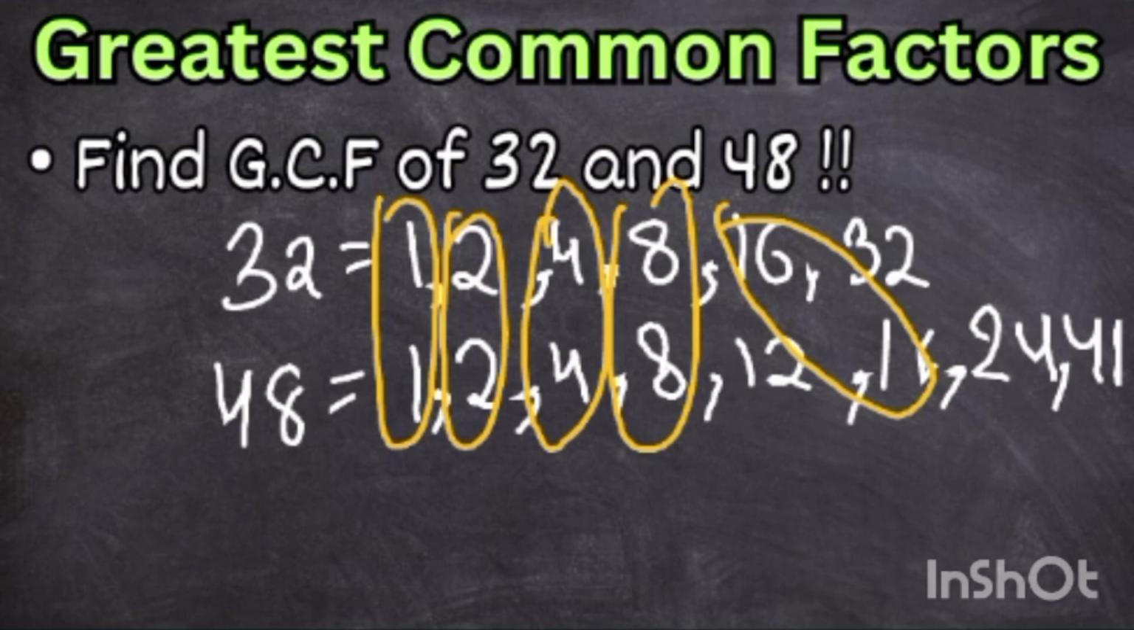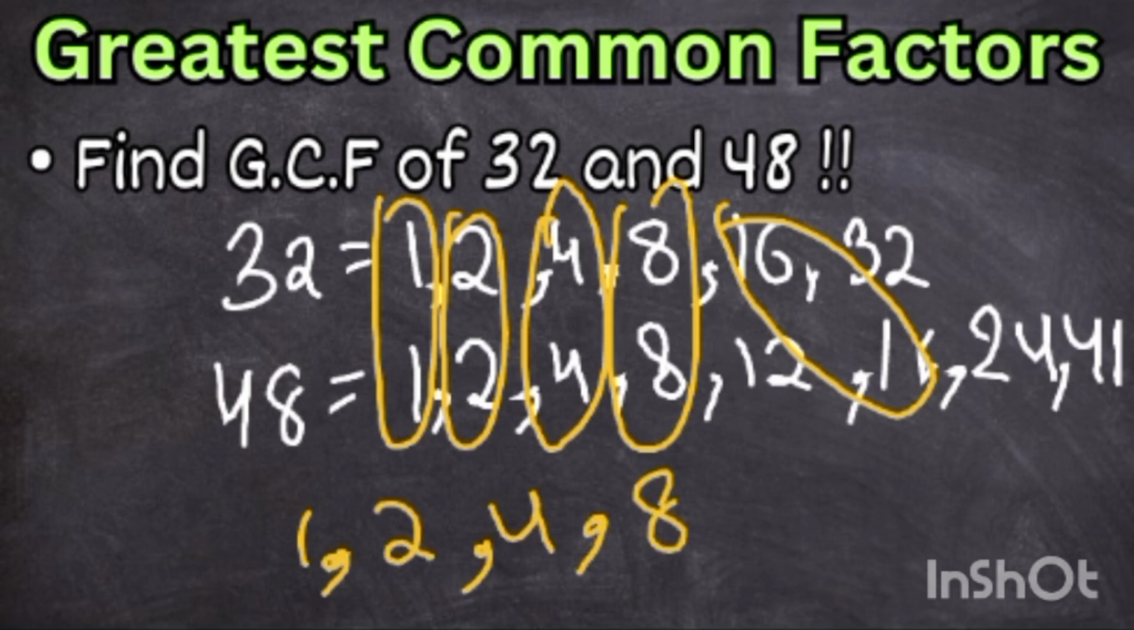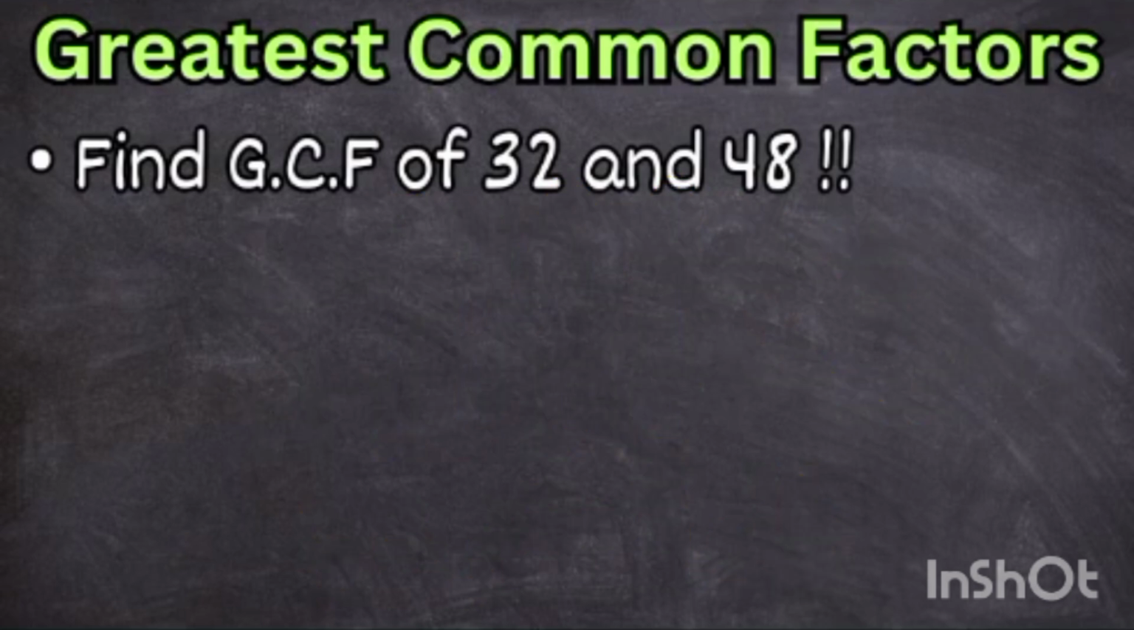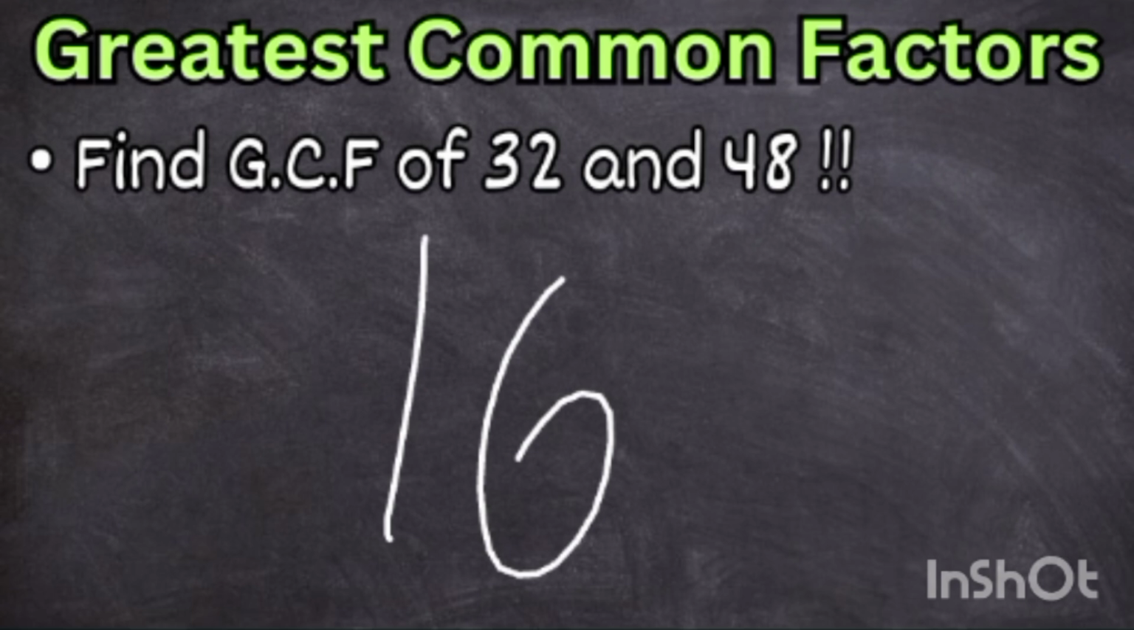We have listed 1, 2, 4, 8 and 16 as our common factors, but the greatest one is 16. So the greatest common factor of 32 and 48 is 16. Imagine you have 32 and 48 pieces of Legos and you want to build the largest equal towers. You can make towers of 16 pieces each.